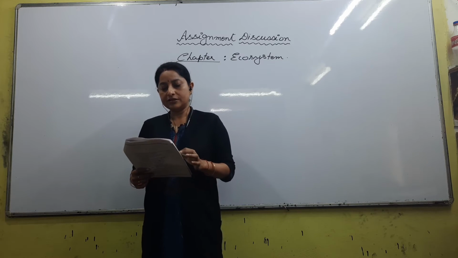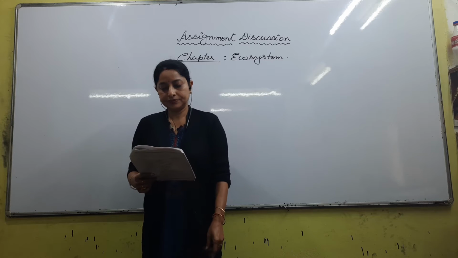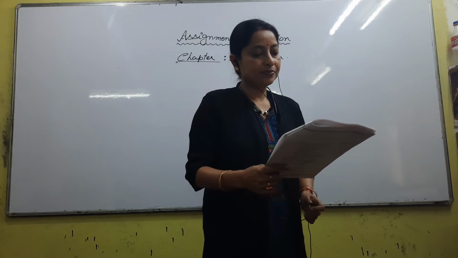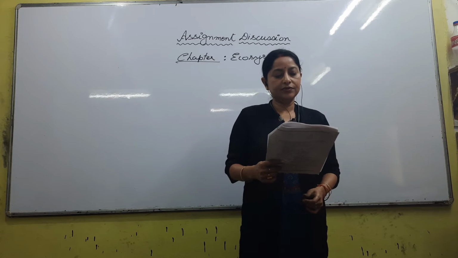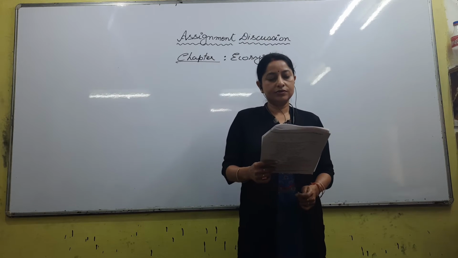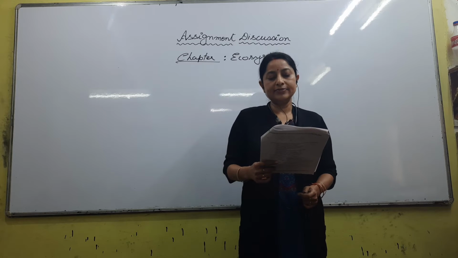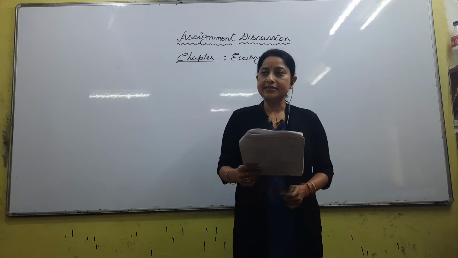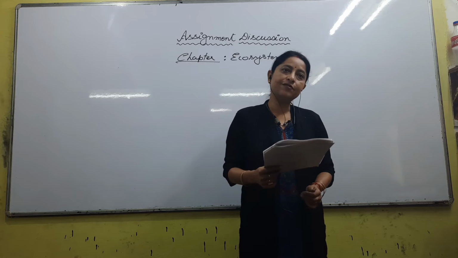Diffusion from general surface, number 60. Sunken stomata, xerophyte, 61. The free-floating organisms in open sea and the shore are collectively called as planktons. Either it could be zooplankton, it could be phytoplankton also.